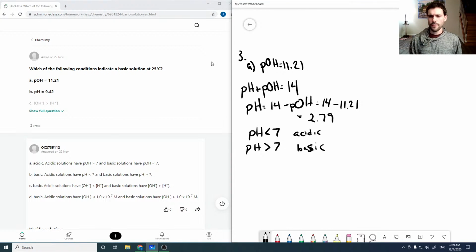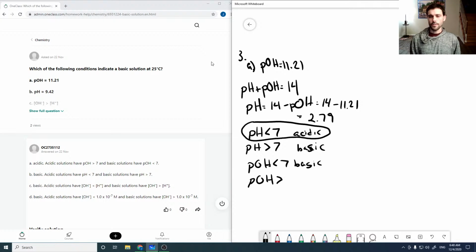So this is less than 7, so our solution would be acidic. Obviously, then we could also use the pOH scale and say that a pOH less than 7 is basic, and a pOH greater than 7 is acidic, which is what we had originally.